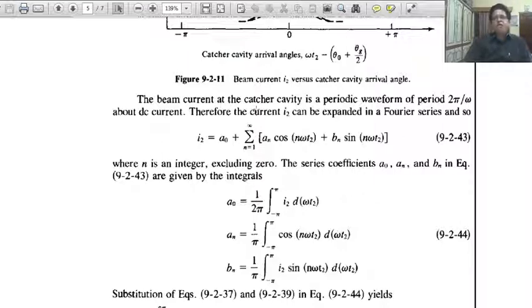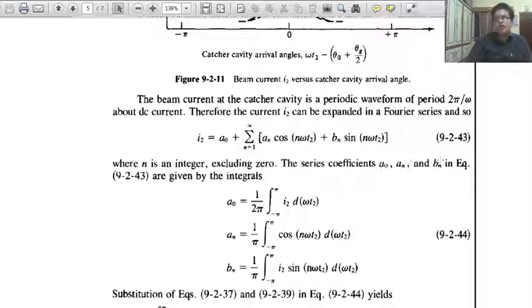Now, the beam current at the catcher cavity is a periodic waveform. Point to be noted: the beam current at the catcher cavity is a periodic waveform of period 2 pi upon omega about the DC current, and such a current can be expanded in a Fourier series. We know that I2 equal to, using the Fourier series, A0 plus the summation from n equal to 1 to infinity of An cos n omega t2 plus Bn sin n omega t2, where n is an integer excluding 0.